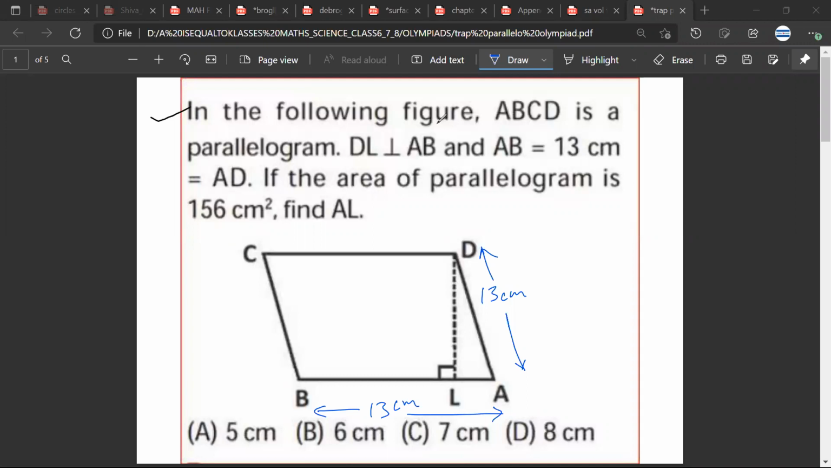So Mr. Sarthak, in the following figure ABCD is a parallelogram. So we know that this side is parallel to this and this side is parallel to this. DL is perpendicular to AB. AB is equal to 13 centimeter. This whole AB is 13 centimeter, equal to AD. This means that AB as well as AD both are 13 centimeter.